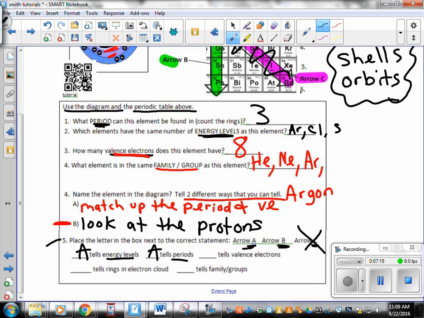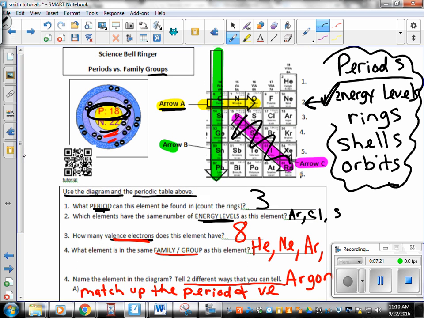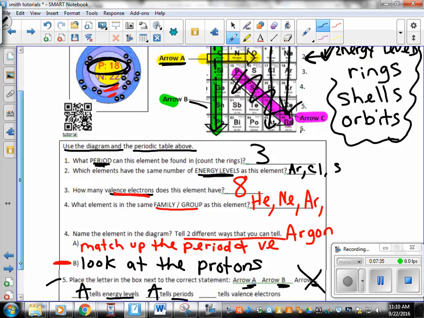Tells valence electrons. Now that's our family groups. These numbers tells us our valence electrons. So all of these have 8 except helium. All of these have 7. So that goes down, which matches up with arrow B.